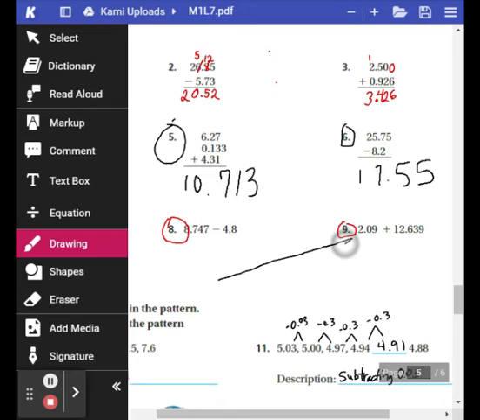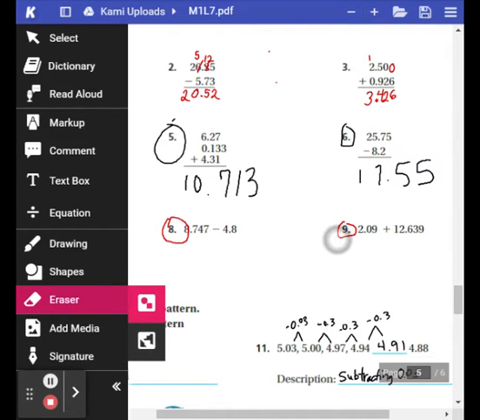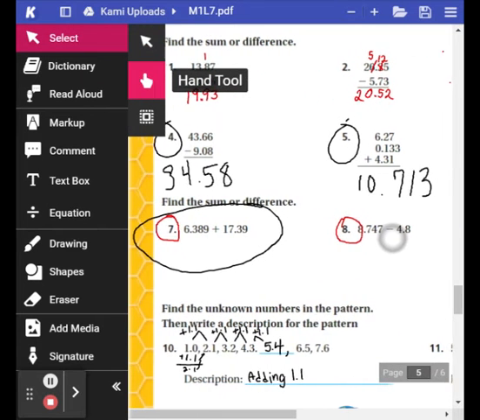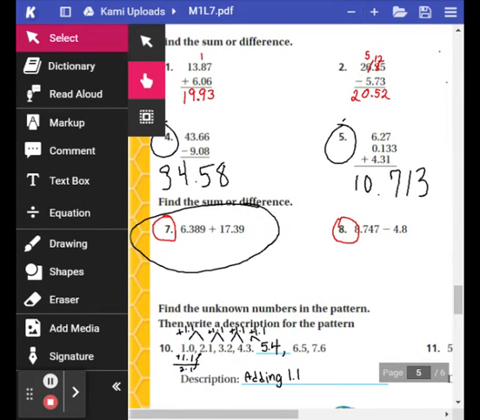All right, so the next thing that you needed to do is to do these other problems, and I'll move over here. Do problems 7, 8, and 9.